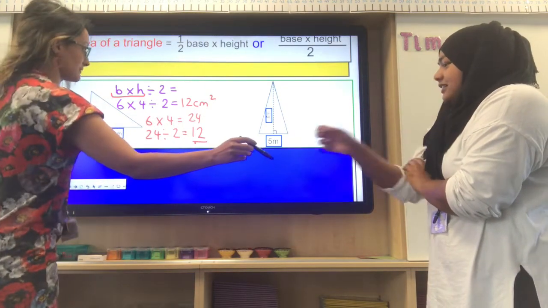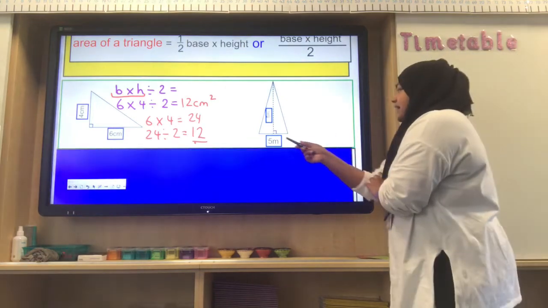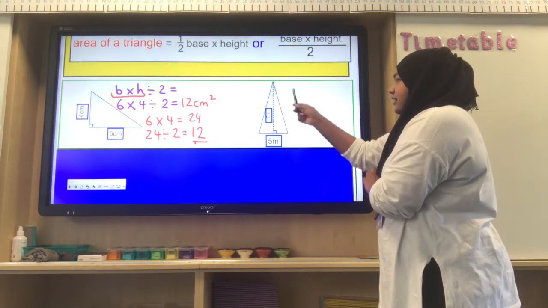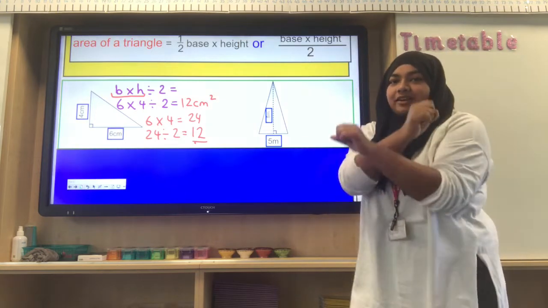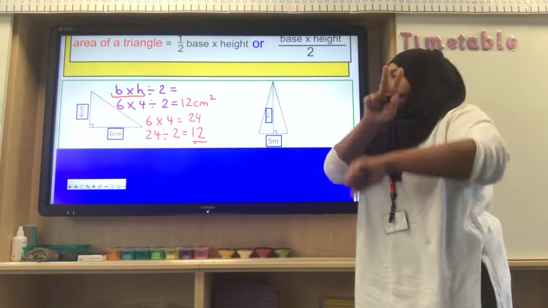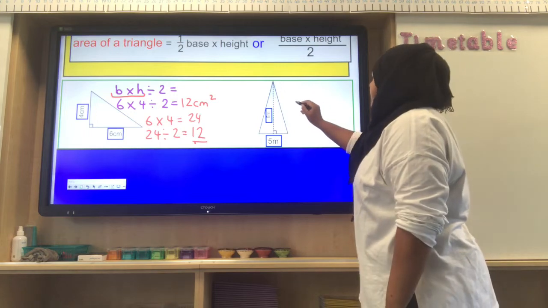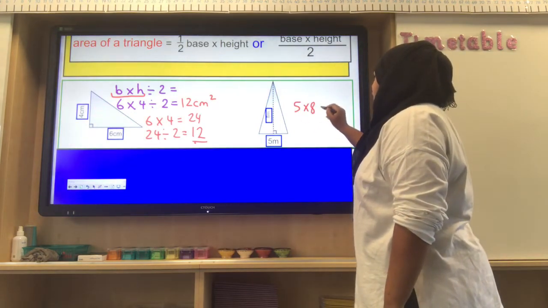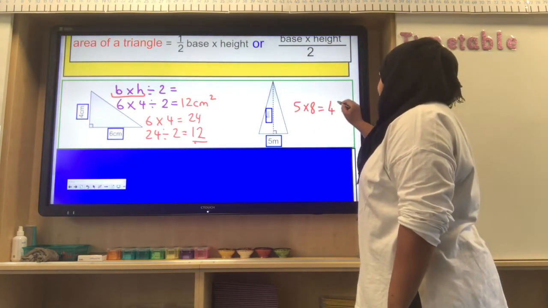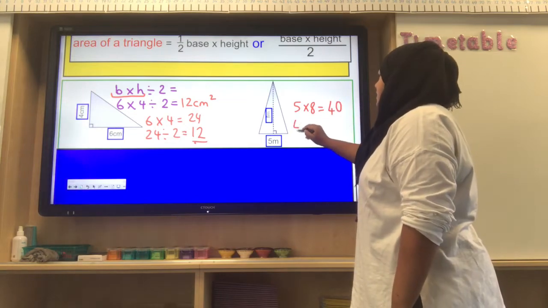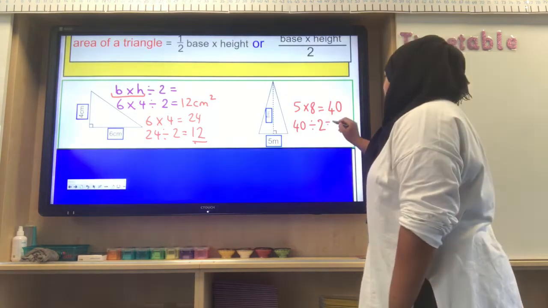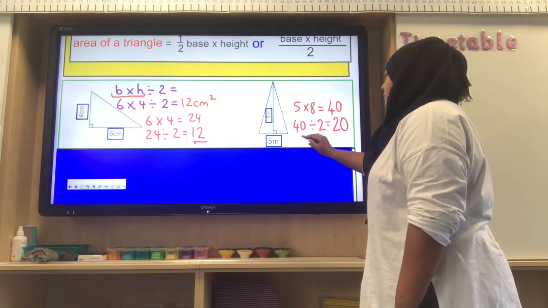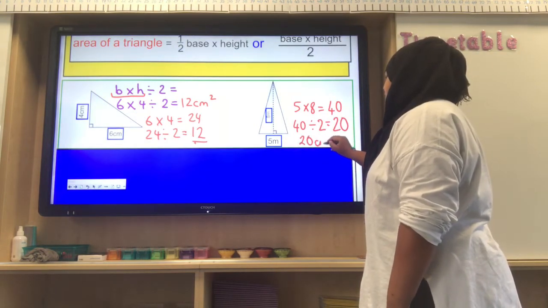Miss Mia, have a go at that one next to you. All right, so here we can see that the base is 5 metres and the height is 8 metres. So I'm just looking at the formula. So base times height and then divided by 2. So I know I have to do 5 multiplied by 8, which is 40. And then my next part would be 40 divided by 2. Well, that's the same as half of 40, which equals 20. So my final answer would be 20 centimetres squared.